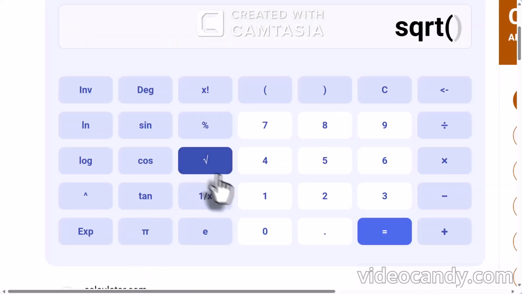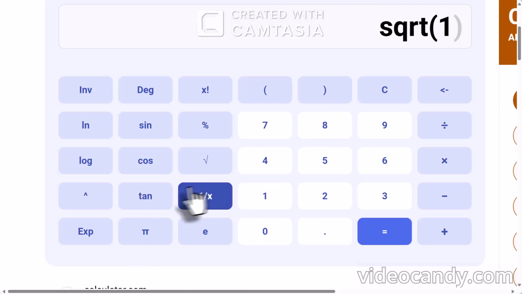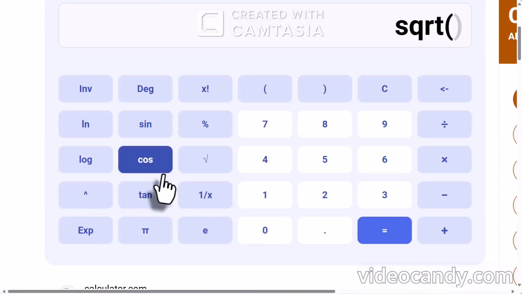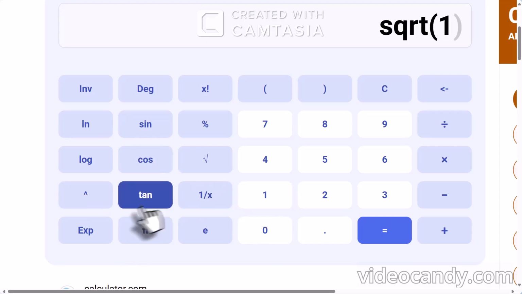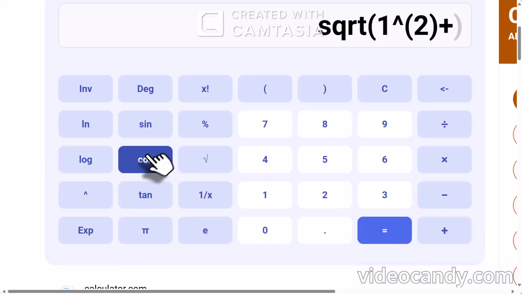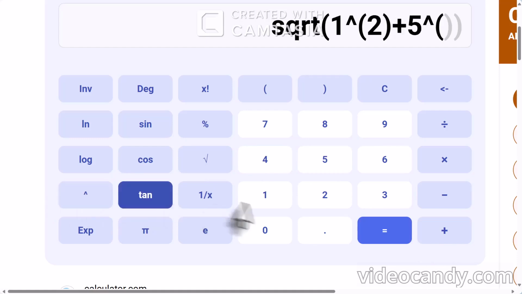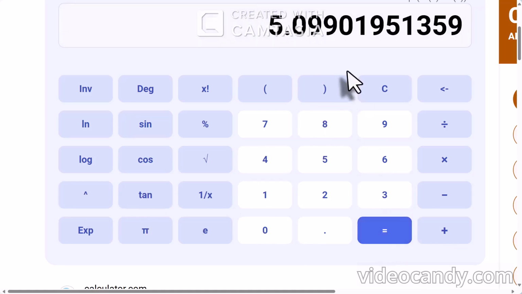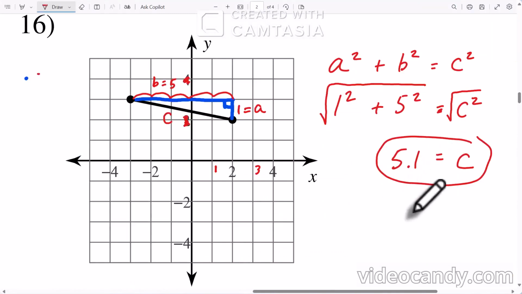All right, so square root of 1. Let me see. This calculator doesn't have a squared, but it has the exponent button. So 1 squared, close parentheses, plus 5 squared, close parentheses, and then close them again. Square root of 1 squared plus 5 squared. Hit equals. And again, 1 decimal, so you look at the second decimal. If it's 5 or more, you round it up. So 5.0 is going to be 5.1. All right, so the length of the line is just 5.1.